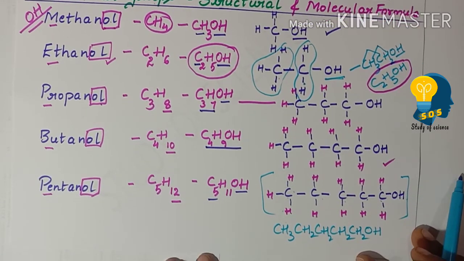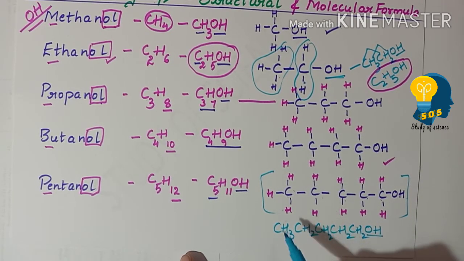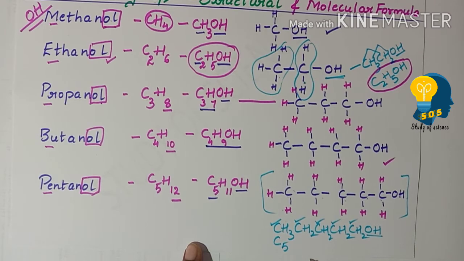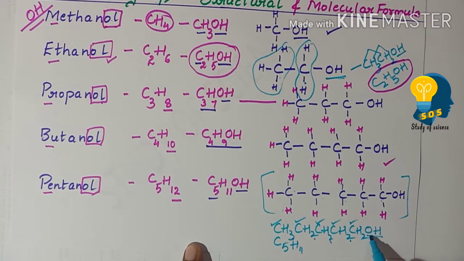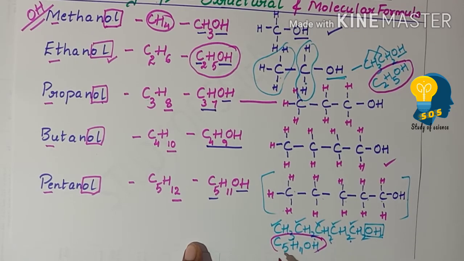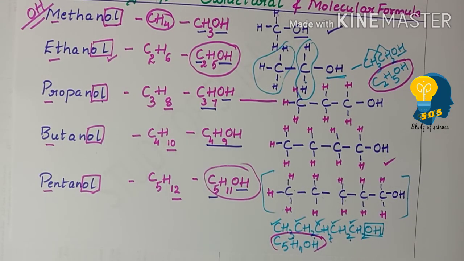Now it's time to add all the carbon atoms without disturbing our functional group. The number of carbon atoms are 1, 2, 3, 4, 5. So it is C5. How many hydrogen atoms are there? H3. 3 plus 2, 5. 5 plus 2, 7. 7 plus 2, 9. 9 plus 2, 11. H11. And as I told you, we are not disturbing the functional group. Now cross-verify. The formula which you have got here is C5H11OH, and it is the same as the molecular formula we have written at first.